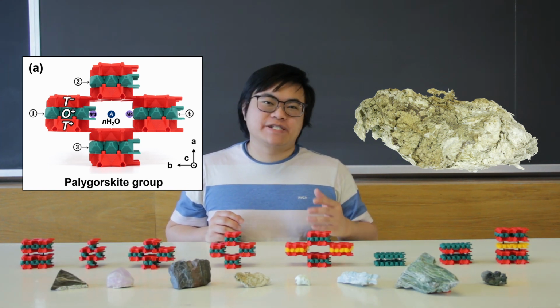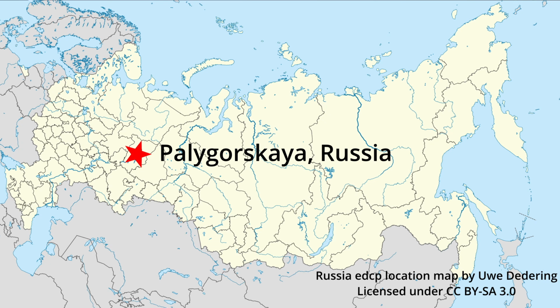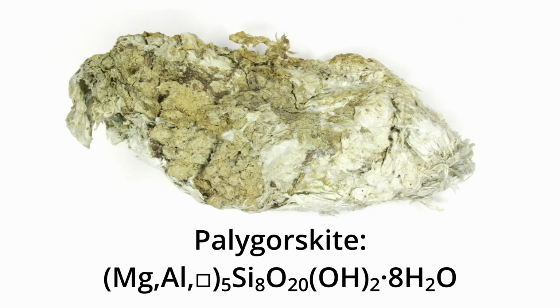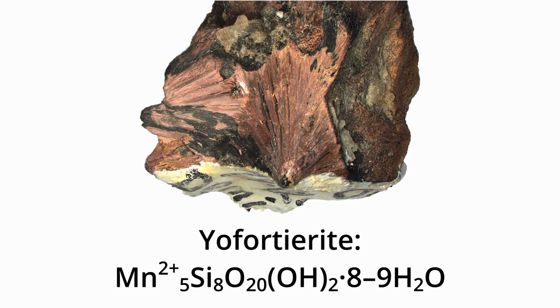Palygorskite is named after its type locality, Palygorskaya, in Russia, where it was first discovered in 1862. Members of the Palygorskite Group include Palygorskite, Euphortiarite, and Wind Mountainite.